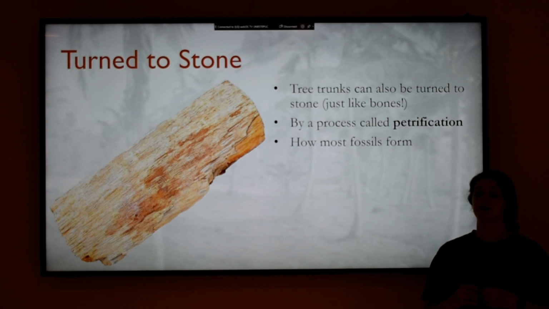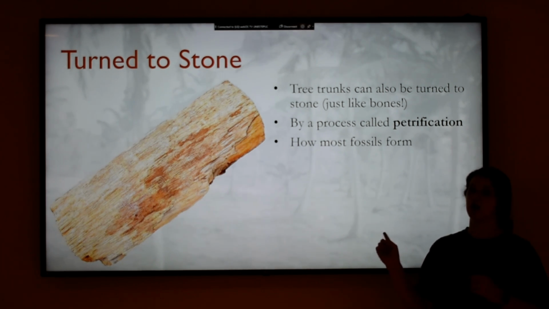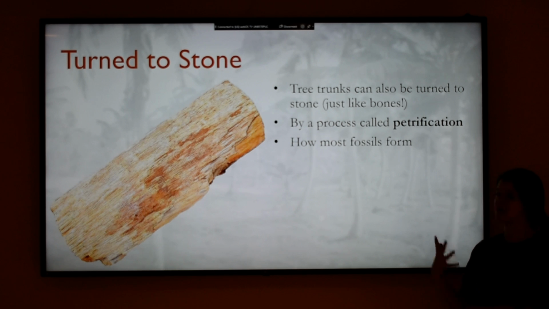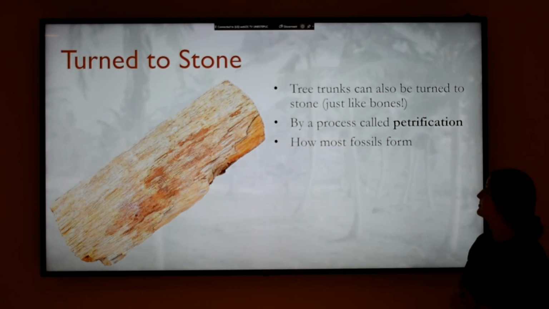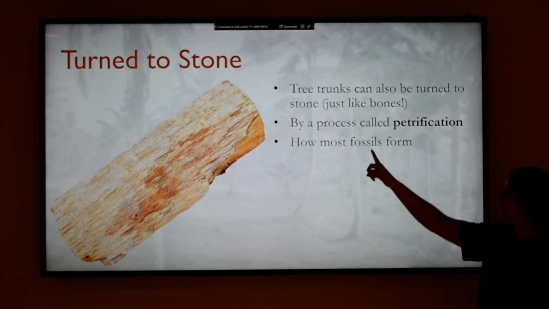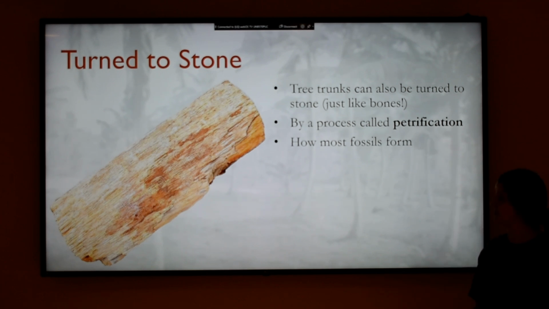Another form of fossil is turned to stone. We talked about this a minute ago, but this is the most common form of fossil. I don't know if any of you have heard of the Petrified Forest. It's out in the southwest in Arizona. These are basically a bunch of really old trees that have turned to stone. So basically they're like rocks now. You can see there, that's an example of some petrified wood. Tree trunks can turn to stone just like bones can, and like I said, it's by a process called petrification. It's the most common form.